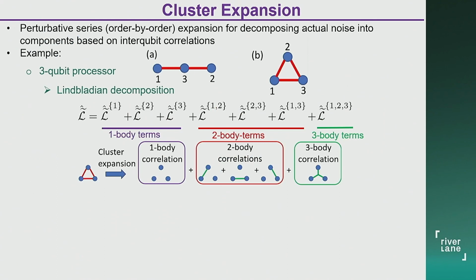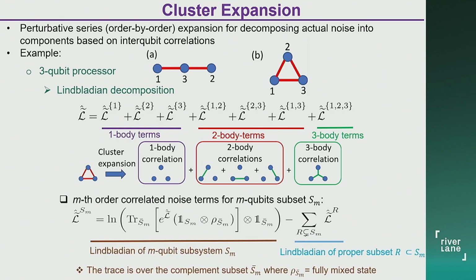So to construct the approximate noise model, we propose a new approach called the cluster expansion approach, which is basically a perturbative series expansion to decompose noise into components based on its inter-qubit correlation degrees. For example, for a 3-qubit processor, we can decompose the actual noise here into different correlated terms here, 1 body, 2 body, up to the 3 body terms. And each of these terms here can be obtained from this formula here.